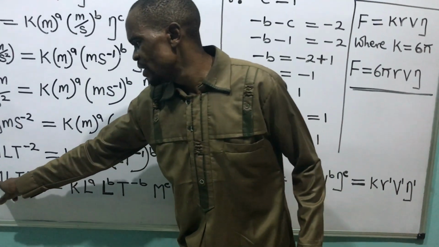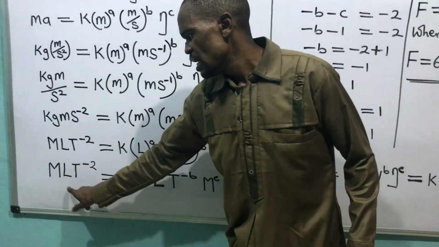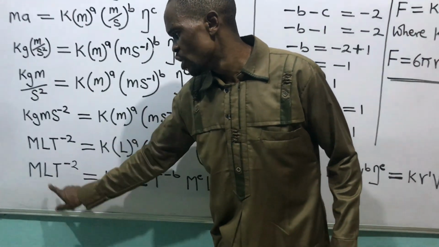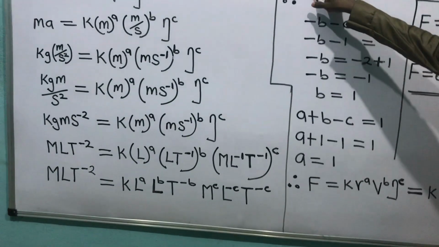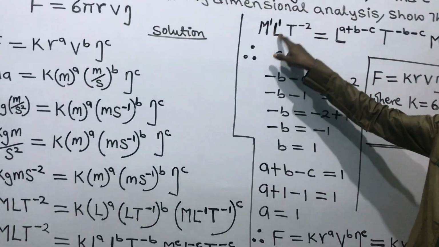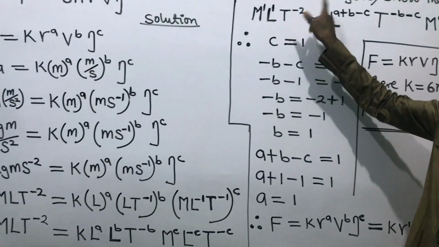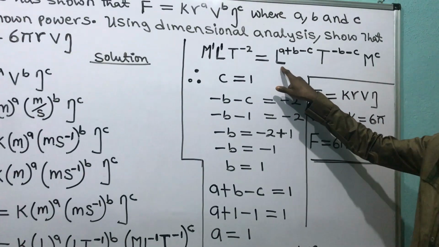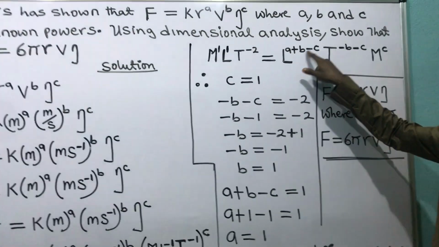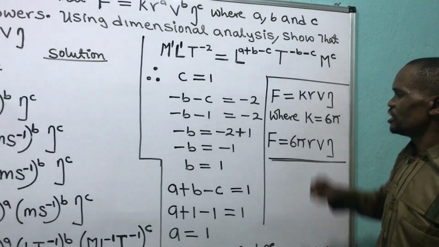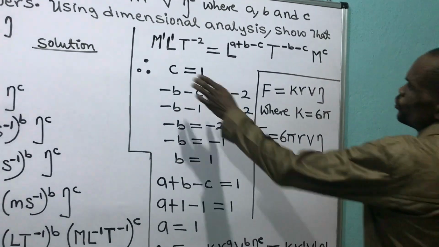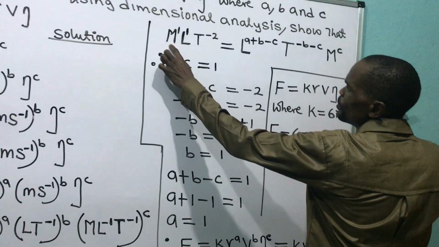Then coming to this, I have M here raised to power 1, and L here raised to power 1, and T here raised to power minus 2. Come over here, you see M raised to power 1, L raised to power 1, and T raised to power minus 2 equals to L raised to power A plus B minus C, T raised to power minus B minus C.